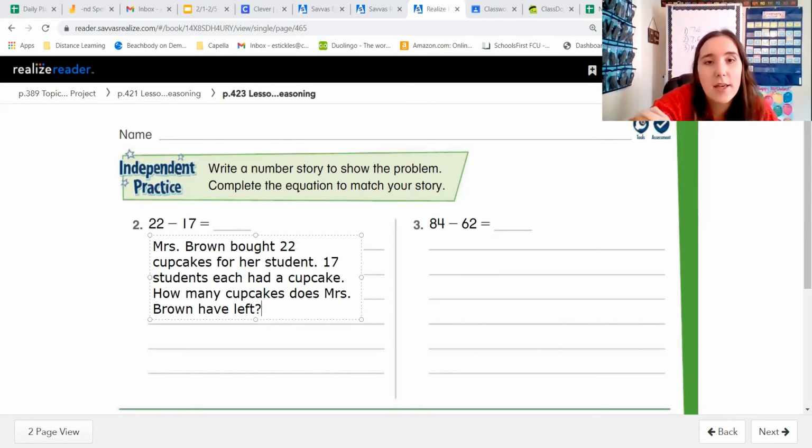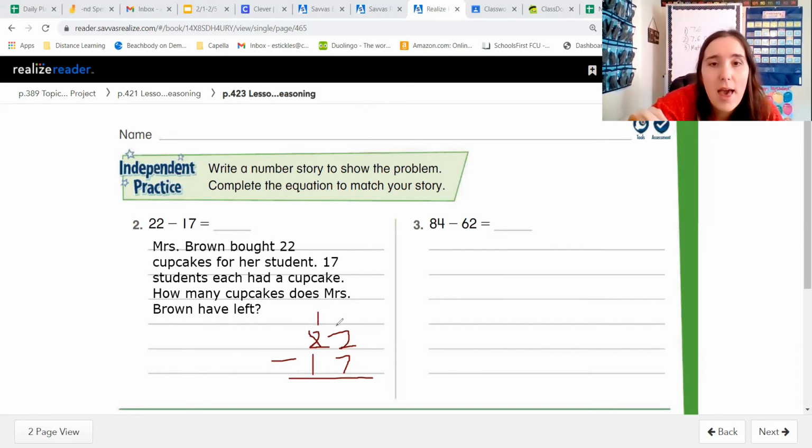So now I can do my work down here or off to the side, either way, and I can actually solve this problem. So if I have 22 minus 17, let's see, I need to regroup, don't I? Because I can't do 2 minus 7. So I'm going to cross off my 2 tens, make that 1 ten, add those 10 ones to my ones, and that makes 12 ones. And then 12 minus 7 equals 5. And 1 ten minus 1 ten, do I have any left? Nope. So my answer would be 5. That means I would have 5 cupcakes left.